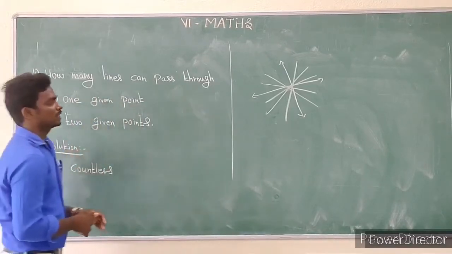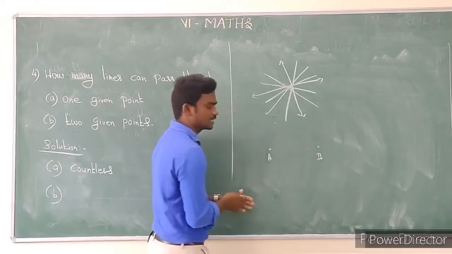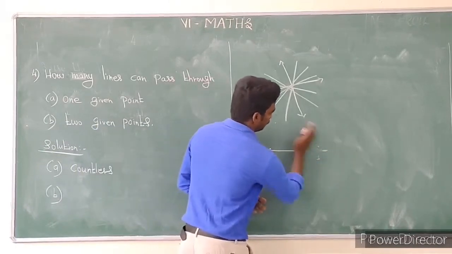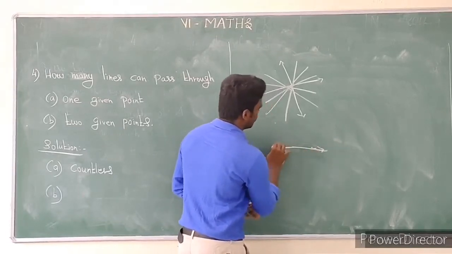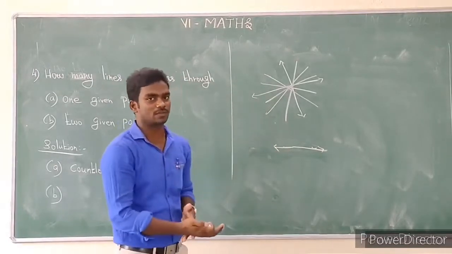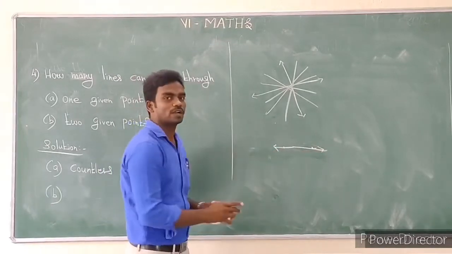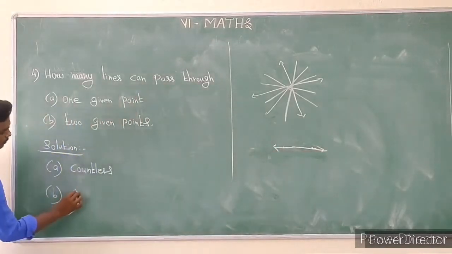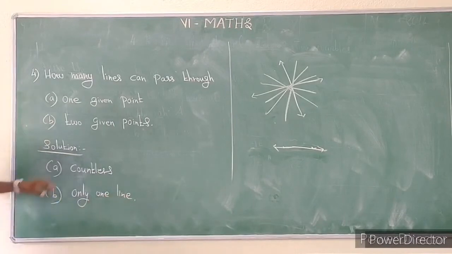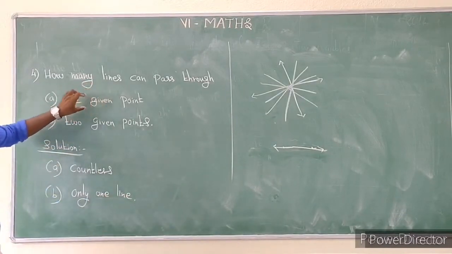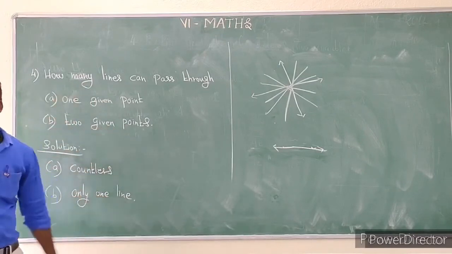What is B? Two given points. You have two distinct points, A and B. How many lines can pass through them? Only one line. So one point given means countless lines can pass through it. Two distinct points given means only one line can pass through them. So the first one, countless number of lines; for two given points, only one line.